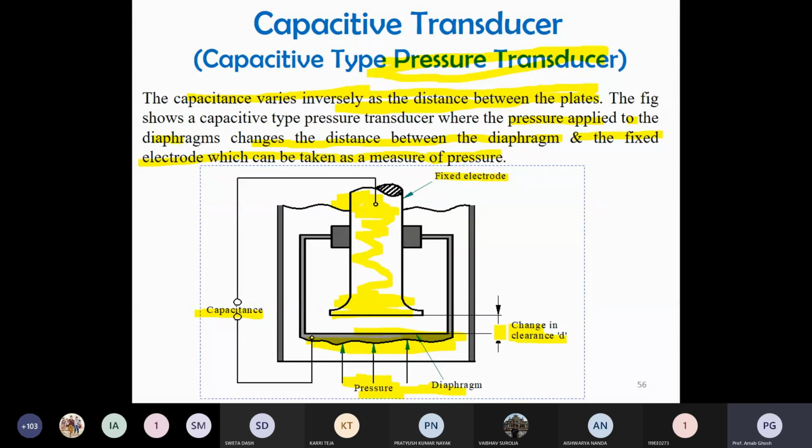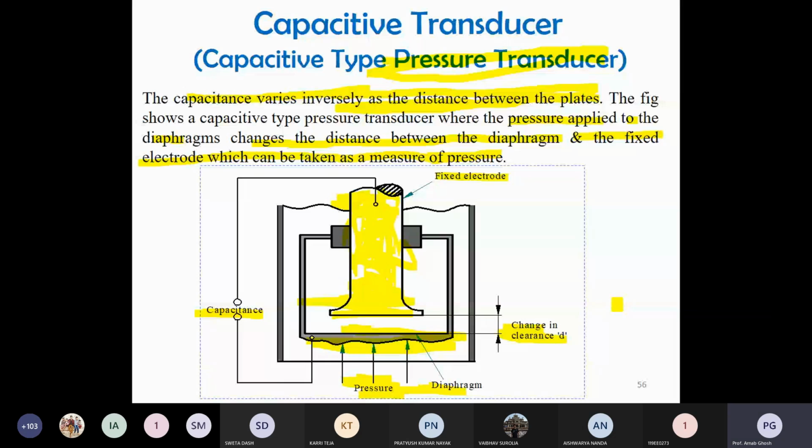If that value is changing, then what happens? The movable part moves, but the fixed electrode always stays fixed. It is not changed. So which value is changing? The distance is changing, and that change in distance is responsible for the change in capacitance.